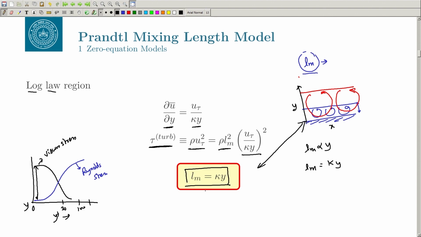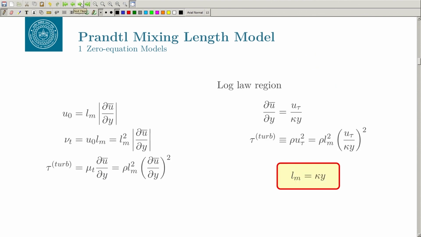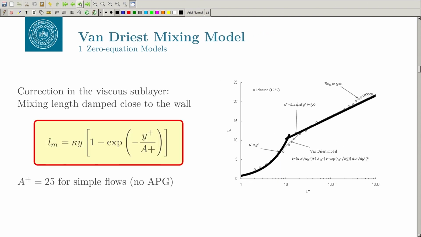This is the same kappa that we have seen earlier in the log law region, and this kappa can be used here in Lm square. And finally you can basically get this model, which is the Prandtl mixing length model. Replace this Lm square by kappa y and you get this. So this is the Prandtl mixing length model.